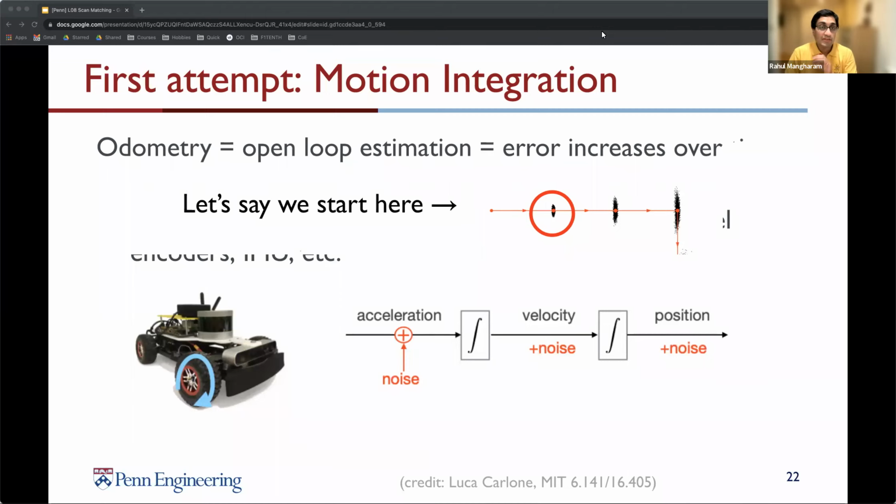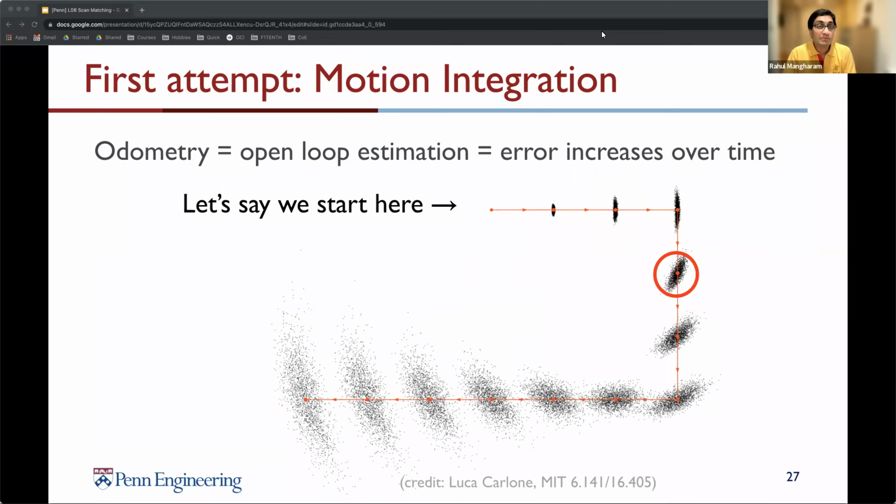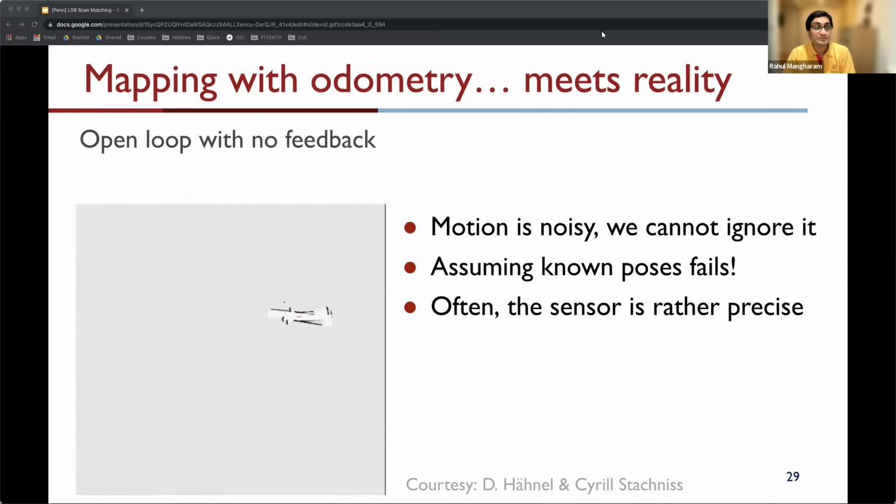Currently, we have a relatively good idea of where our current position is. But notice as the uncertainty increases, if we continue to move in the same direction, the spread of points increases. This becomes more prominent as we tell the robot to turn and proceed downwards. And finally, after the final turn and going on for a longer time, notice how now the possible positions are so spread out that we no longer are able to determine the correct position of the robot.